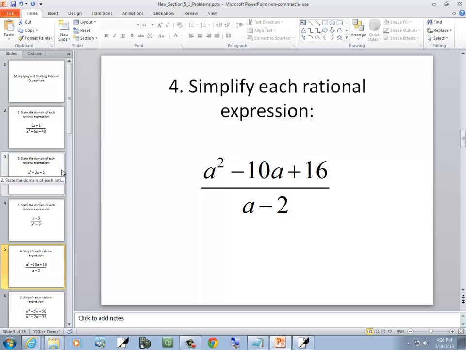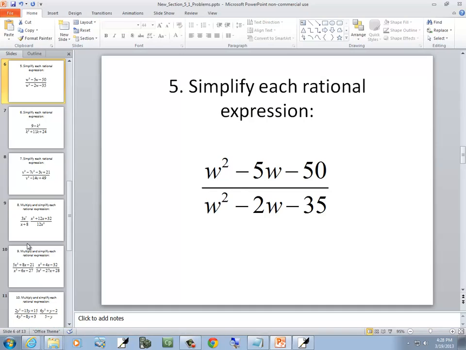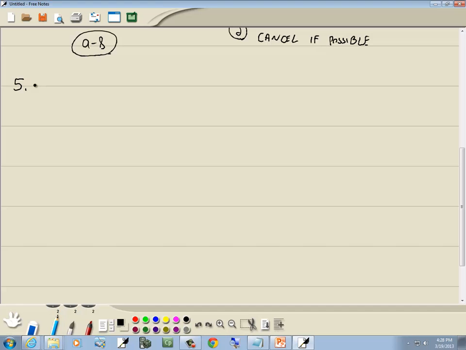Let's look at another one. Okay. So we got w squared minus 5w minus 50 over w squared minus 2w minus 35. Now, step 1. We need to factor both of these. Well, we got w squared minus 5w minus 50.